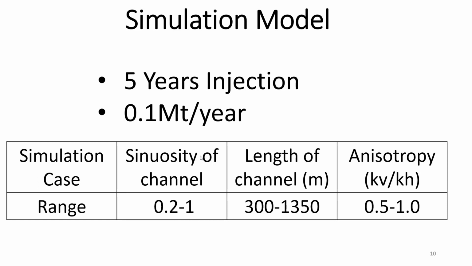Therefore, the parameters of the object-based method will be considered for the sensitivity analysis, such as the sinuosity of the channel, the length of the channel, and the anisotropy. This is the ratio between the vertical permeability and horizontal permeability. So, by these parameters, we expect that the CO2 movement will help decide the model.